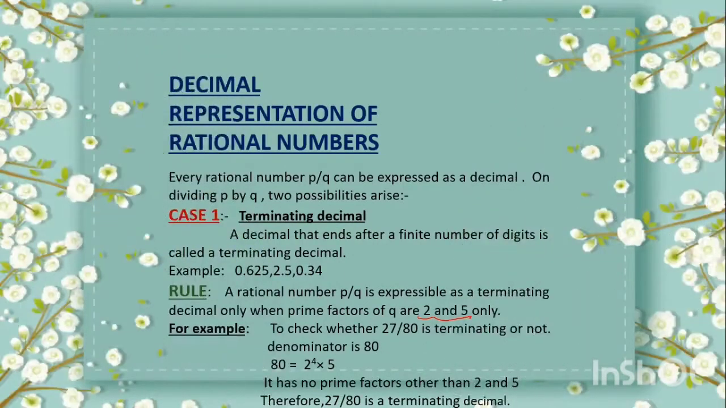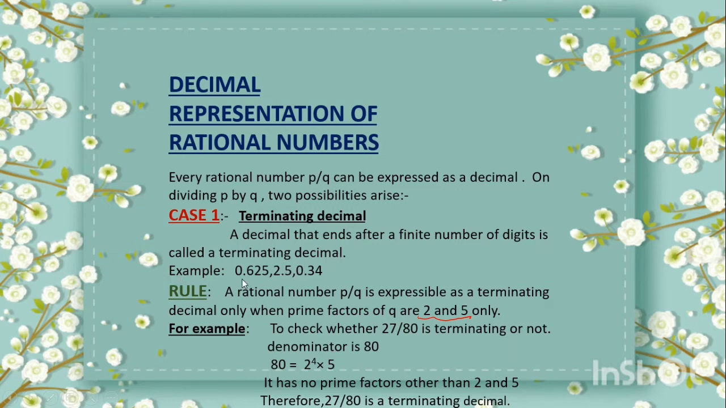Decimal representation of rational numbers. Every rational number p by q can be expressed as a decimal. On dividing p by q, two possibilities arise. Case first, terminating decimal. So what is a terminating decimal? A decimal that ends after a finite number of digits is called a terminating decimal.